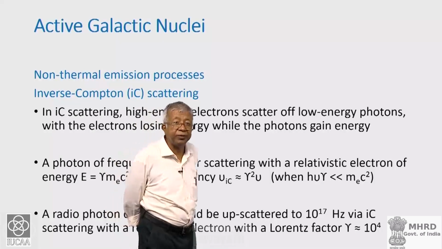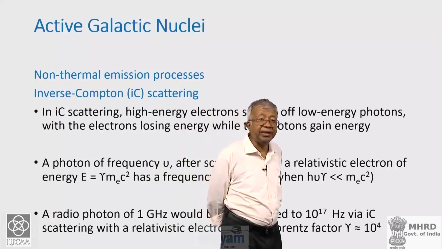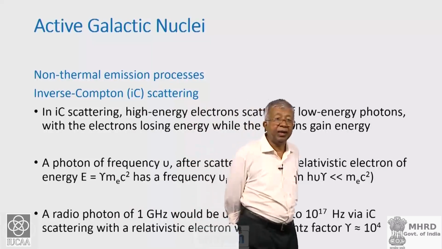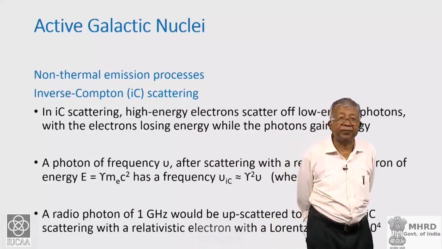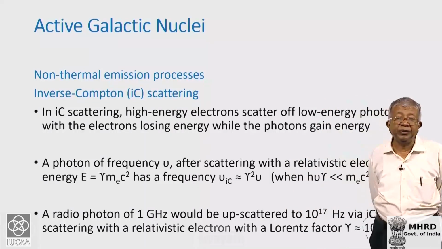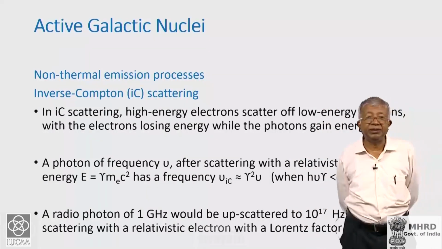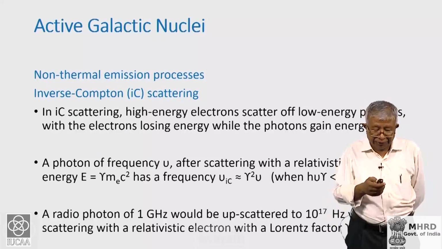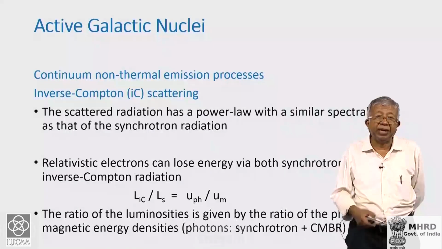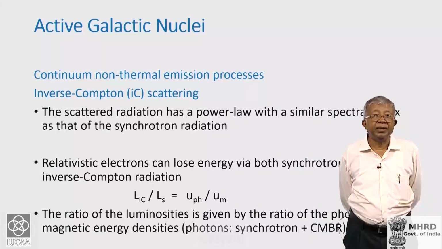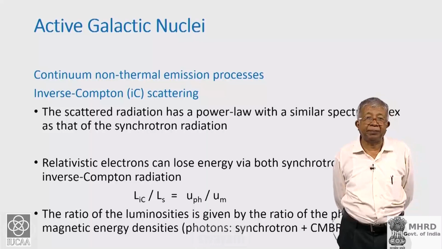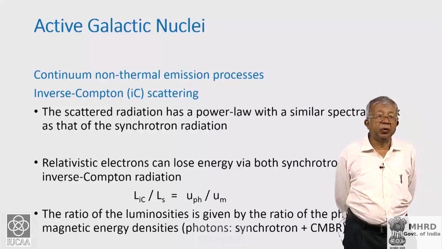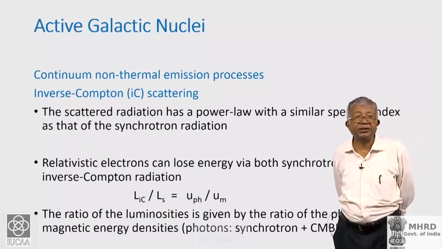So if you had a photon of 1 gigahertz, which we mentioned earlier, scattering off a relativistic electron with a Lorentz factor gamma of the order of 10 to the power of 4, you'd have emission at about 10 to the power of 17 hertz, which is in the high energy region of the spectrum. So you can see that inverse Compton scattering is also likely to play an important role. The radiation scattered by inverse Compton scattering has a power law with a similar spectral index as that of the synchrotron source.